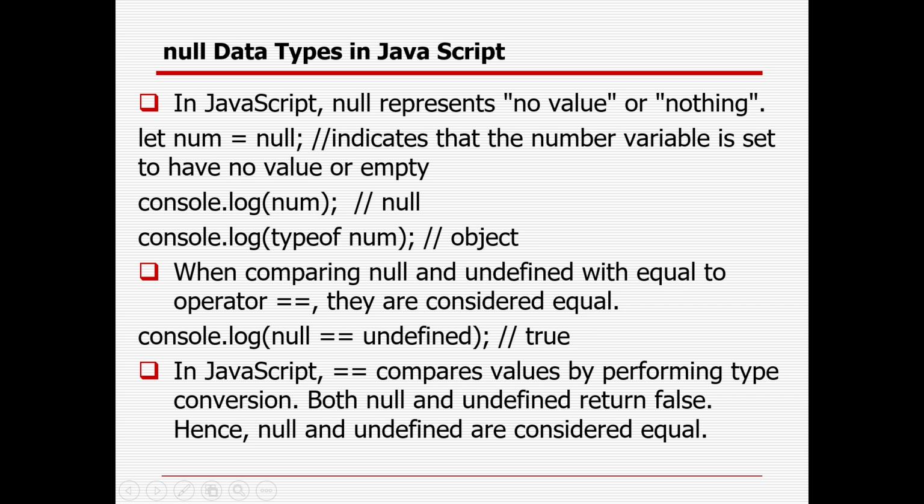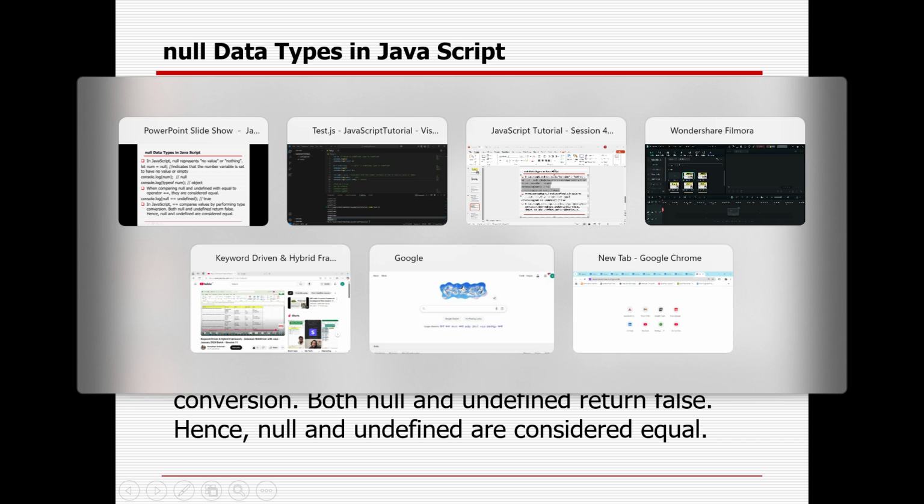So when comparing null and undefined with the equal to operator, they are considered equal. So what is the equal to operator? In JavaScript, the equal to operator compares values by performing type conversion. Both null and undefined return false, hence null and undefined are considered to be equal. Okay, so let's see.